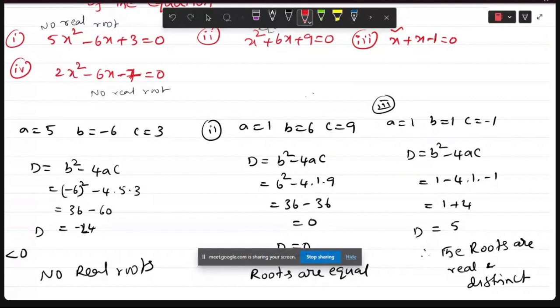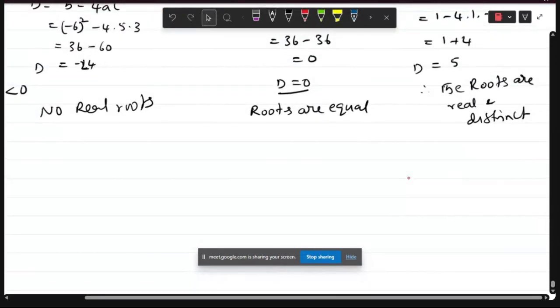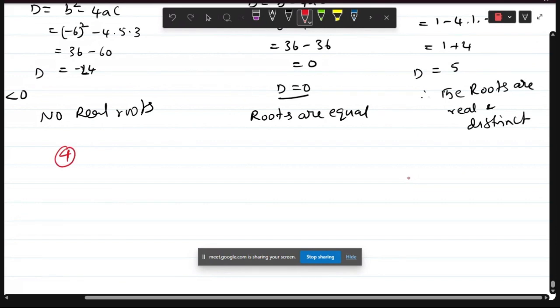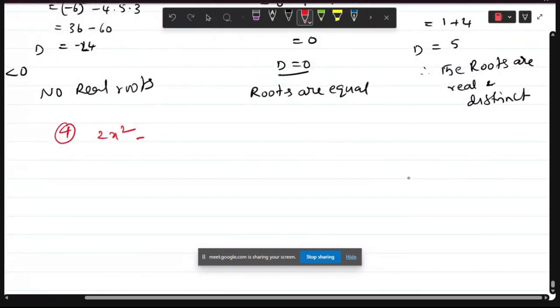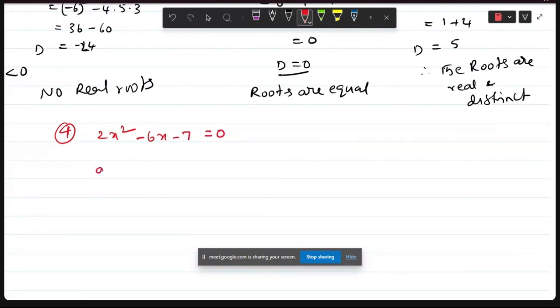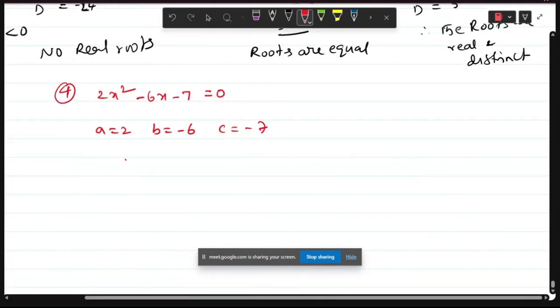For the fourth one, for me, the roots are real and distinct is coming, sir. No, I will solve. 2x square, fourth one, 2x square. What is the value? Minus 6x, minus 7. Now a is equal to 2, b is equal to minus 6. Yes, correct, ma'am. Very good. Also check it. That is also wrong. B is equal to what, sir?